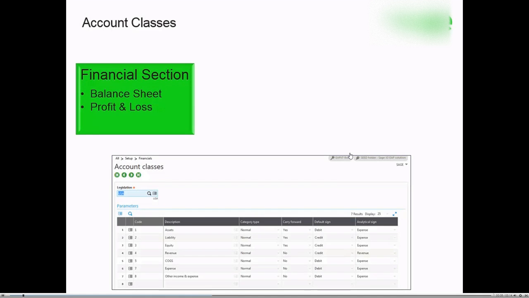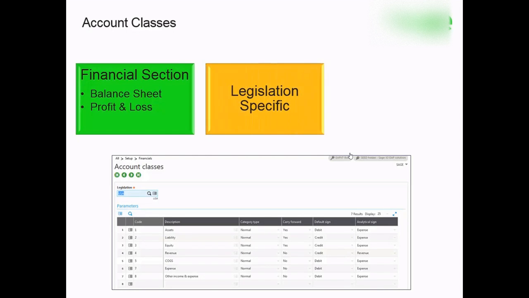Account classes are assigned to accounts to determine if they are balance sheet accounts or profit and loss accounts, also known as income accounts. For example, in the United States, assets and liabilities are balance sheet accounts and revenue and expense are profit and loss accounts. Account classes are legislation specific and will vary greatly between legislations.